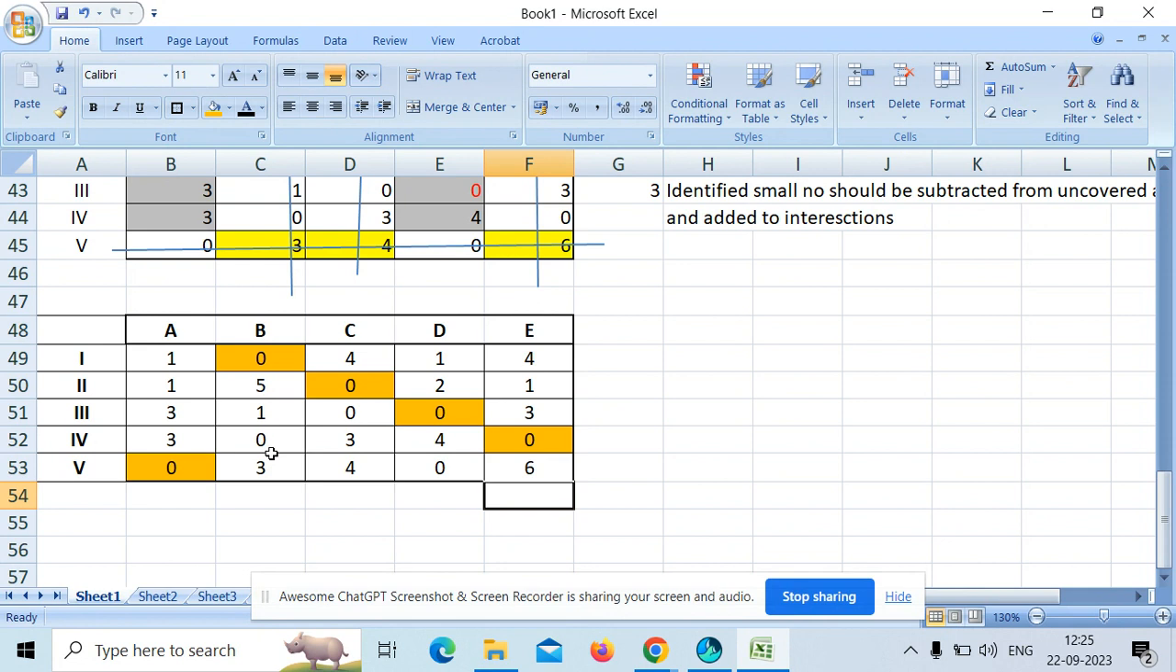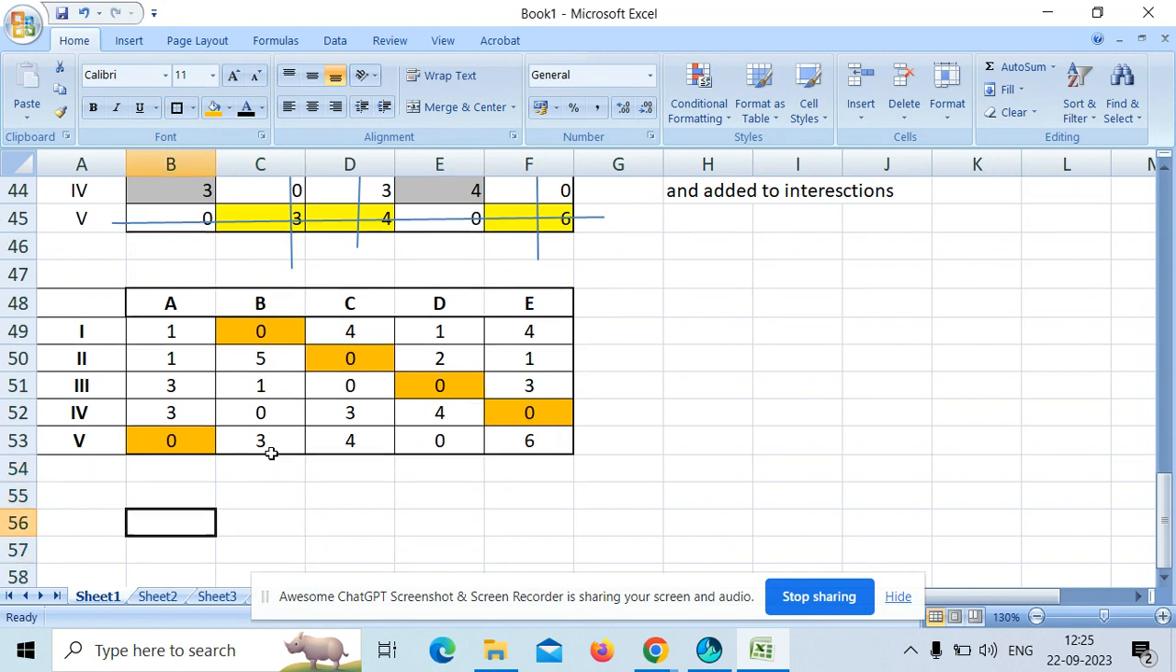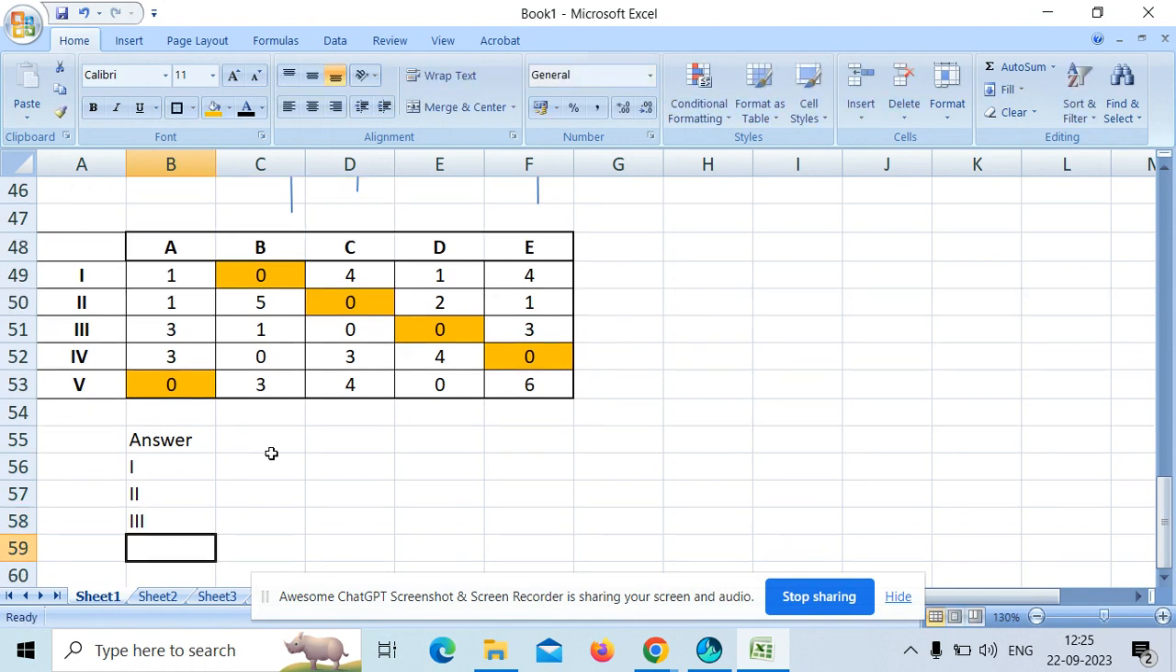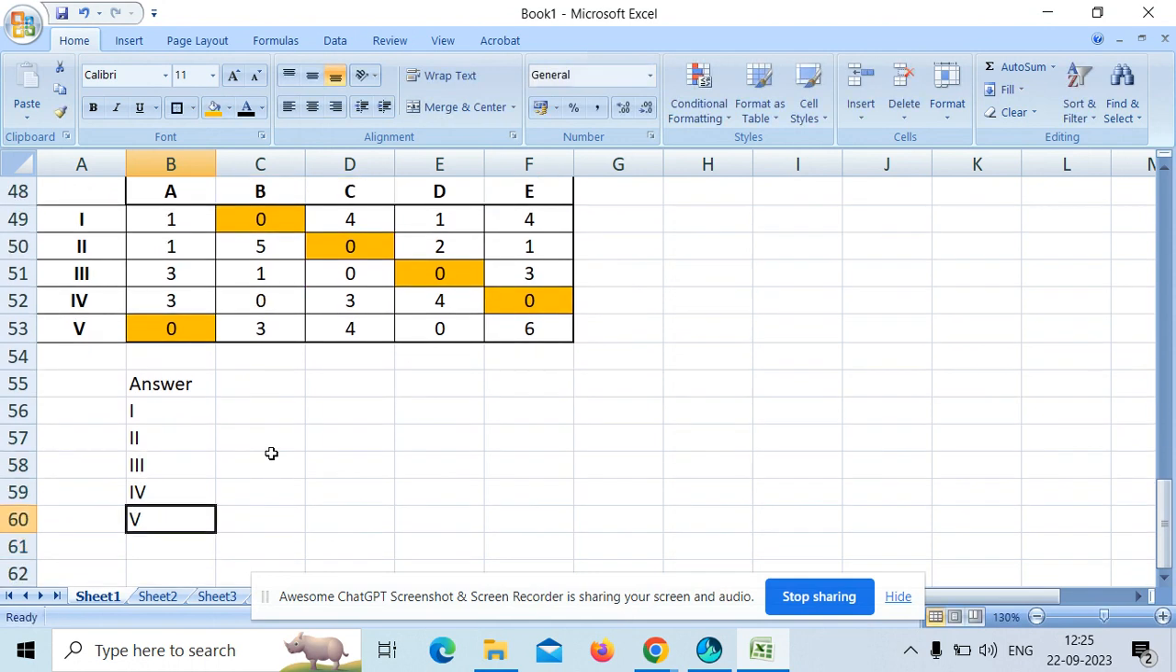Okay, now my next step is to note down my answer. My answer is mechanic 1, mechanic 2, mechanic 3, mechanic 4, mechanic 5. Now here I'll note down the allocation. Here these are mechanics, these are jobs.